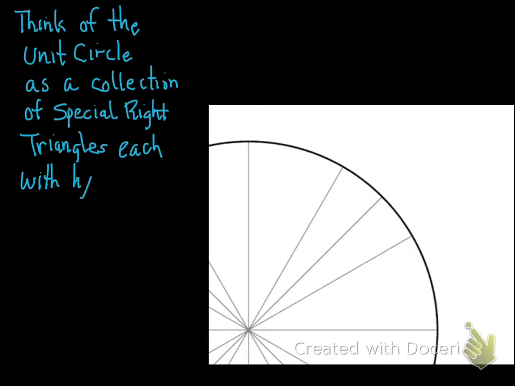So I want you first of all to think about the unit circle as not a circle. I want you to think about the unit circle as a collection of special right triangles, each with a hypotenuse equal to 1. Now we know that there are only two types of special right triangles that we have spoken about. A 30-60 right triangle.